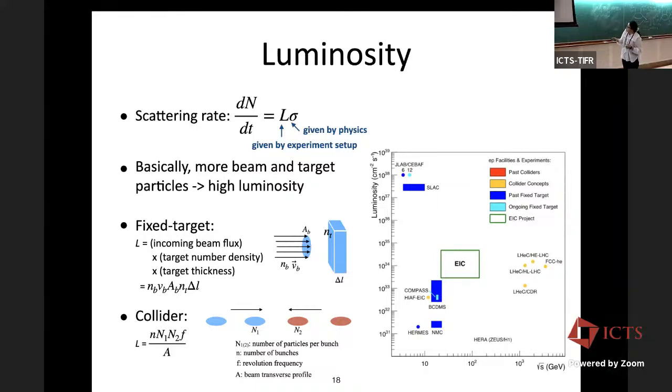And here, COMPASS is actually also fixed target. You can compare this luminosity, they're different. Think about why, okay? And come back to me if you have an answer, okay?